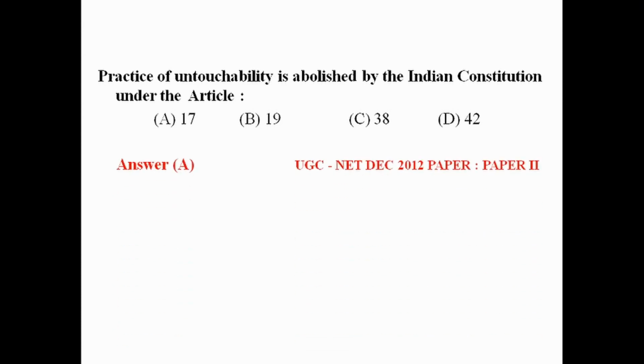Next question. Practice of untouchability is abolished by the Indian Constitution under the article, option A 17, option B 19, option C 38 and option D 42. The question is, practice of untouchability is abolished by Indian Constitution under the article? The answer is option A, article 17.